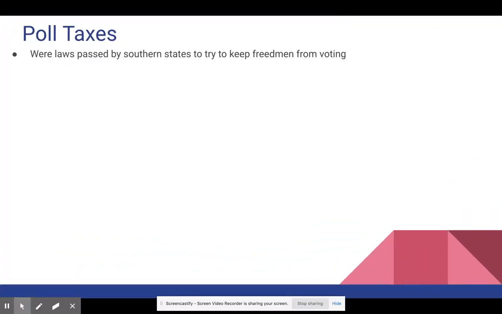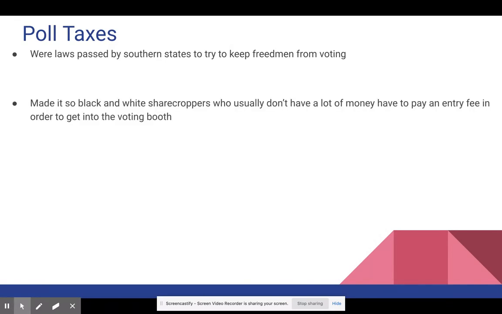Basically what you need to know about them is they were laws passed by southern states to try to keep the freedmen, in this case we're talking about slaves, from voting. And it made it so that black and white sharecroppers, who usually don't have a lot of money, have to pay an entry fee in order to vote. So basically what this means is that African Americans have to pay in order to vote for candidates. And keep in mind, this was just after the Civil War, so African Americans were technically freed people.